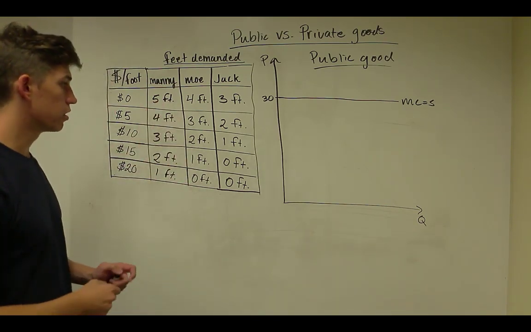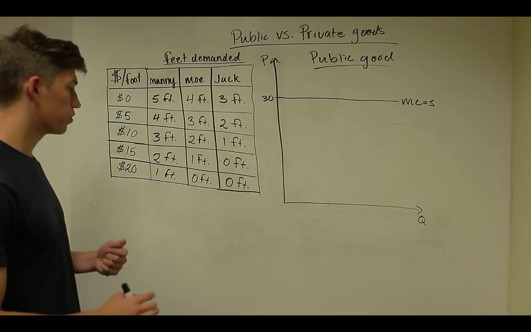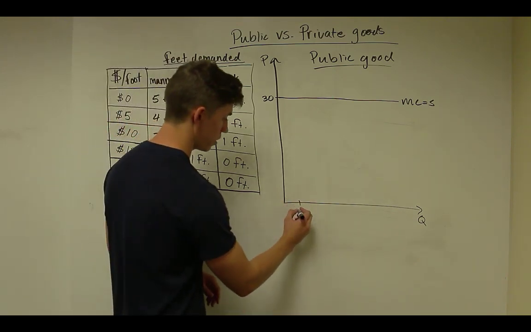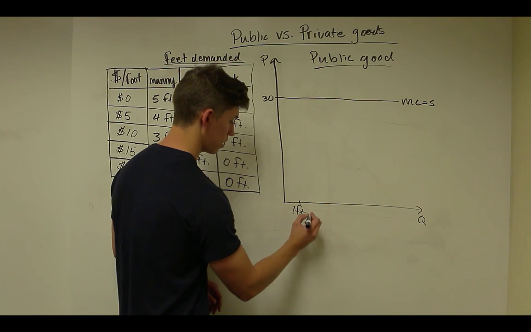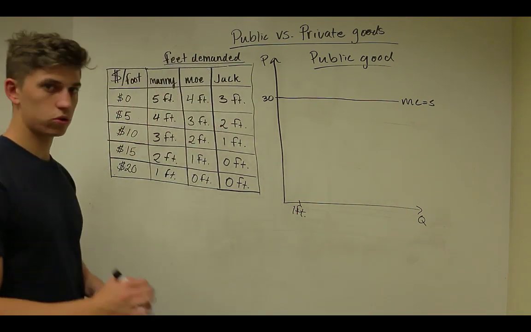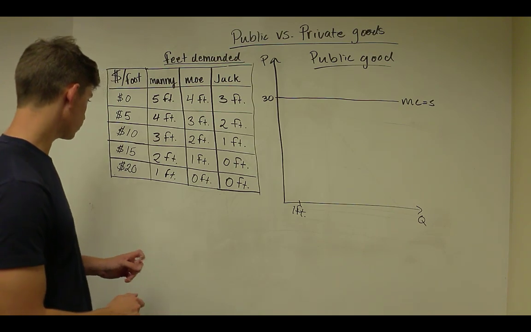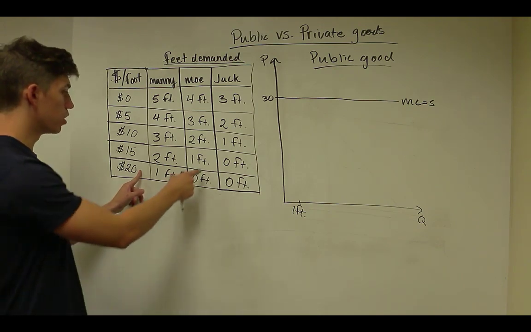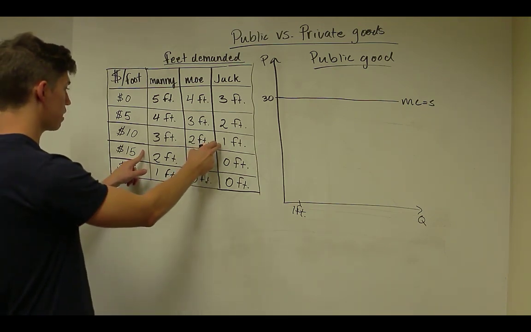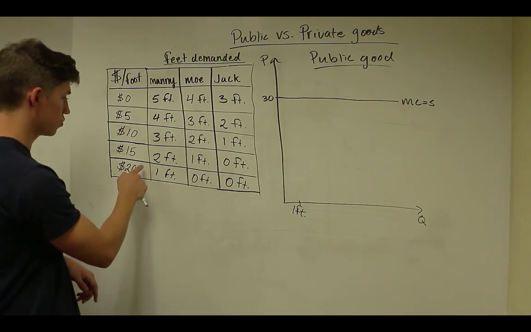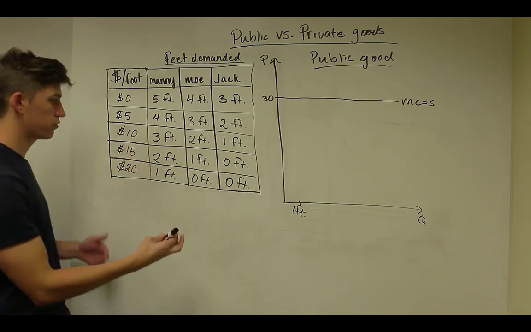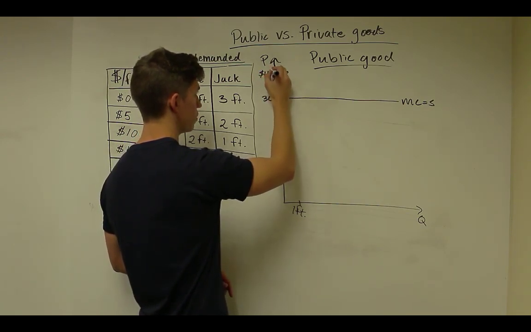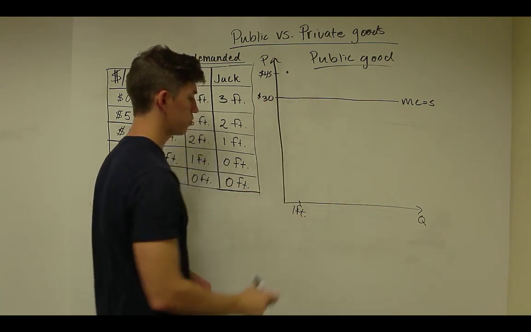Now we can use this chart to derive demand. If this is a public good, the way we have to think about demand is: what is the total benefit to society for each unit? For 1 foot of fencing, what is the total societal benefit? Manny values it at $20, Mo values it at $15, and Jack values it at $10. So the total benefit is 20 plus 15 plus 10, which is 45. So this point is up here at $45, and that is the first point of demand.